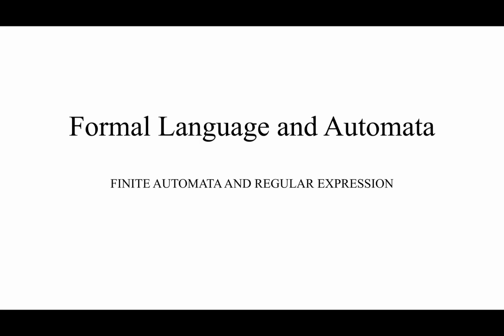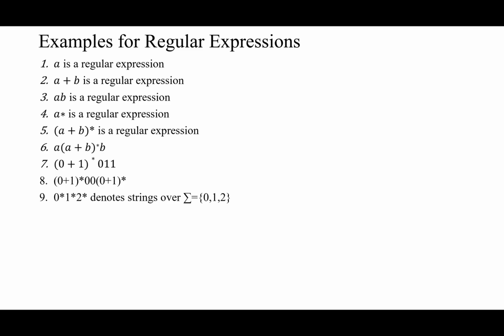In this video, we are going to see the problems related to regular expressions. The first problem: A is a regular expression. If A is a regular expression, we have to represent it as a set of A. Set of A means within curly braces we have to represent it. The next one, A plus B is a regular expression. Plus is also denoted as the union. So it is represented as A comma B.